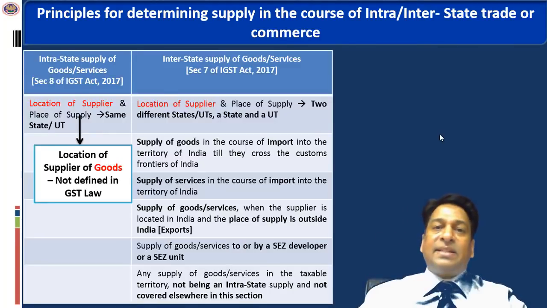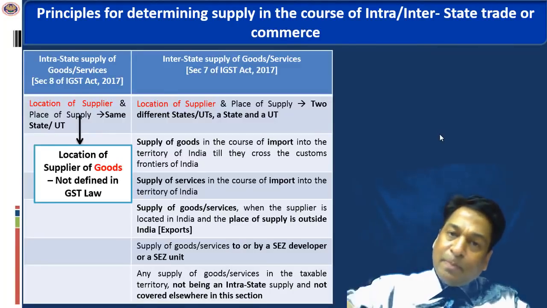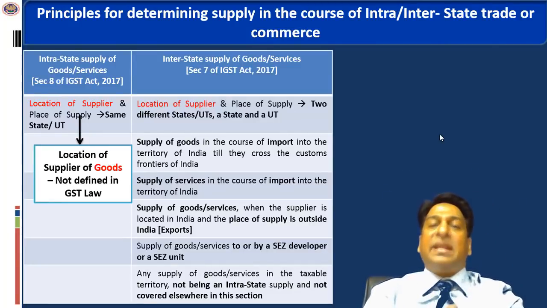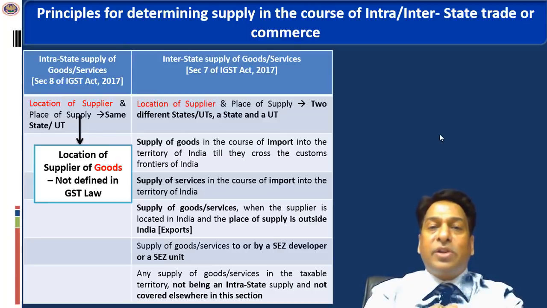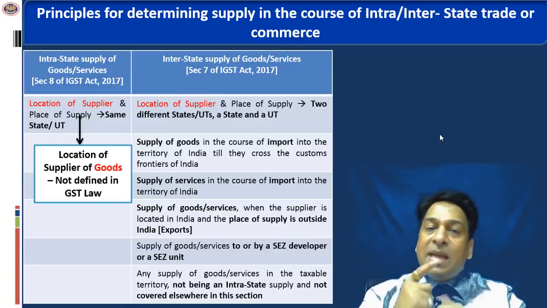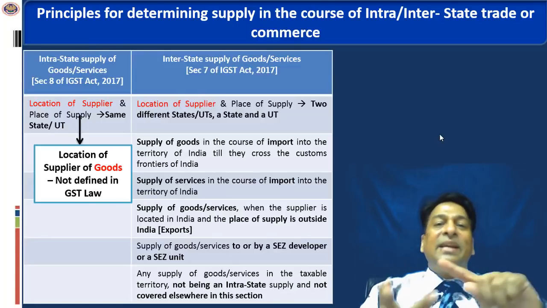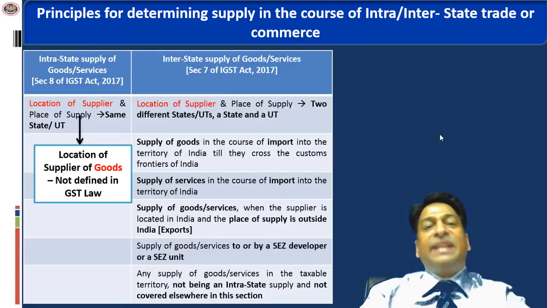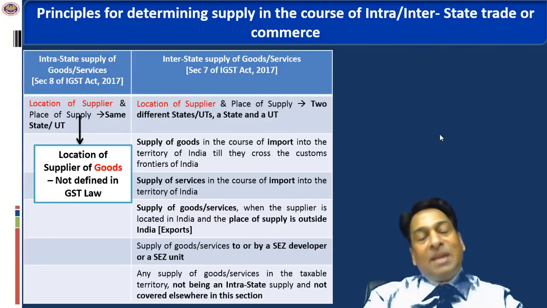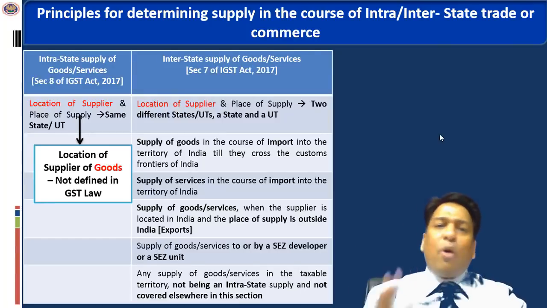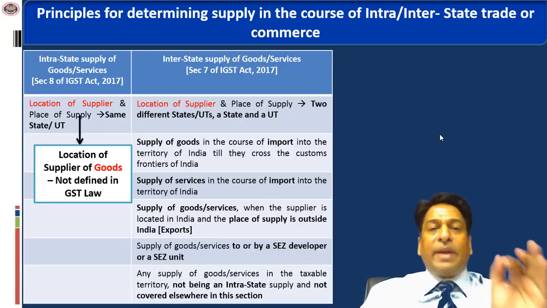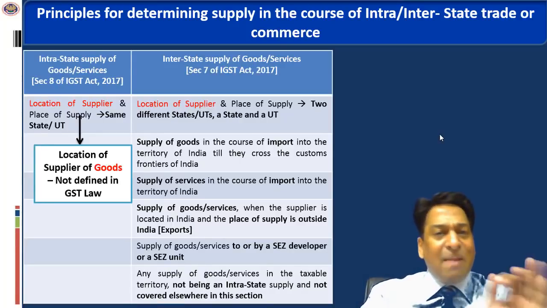Section 8 says that when the location of supplier and place of supply are within the same state or union territory, it is called intrastate. What is leviable? CGST and SGST. In case of a union territory, UTGST is leviable. Now one point which I would like to highlight here is that the location of supplier is very important.